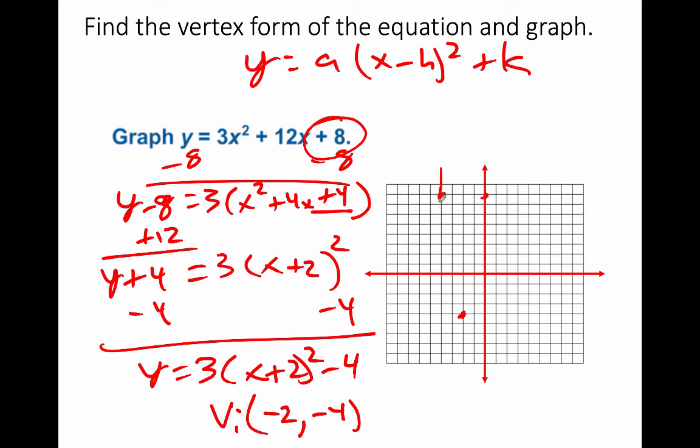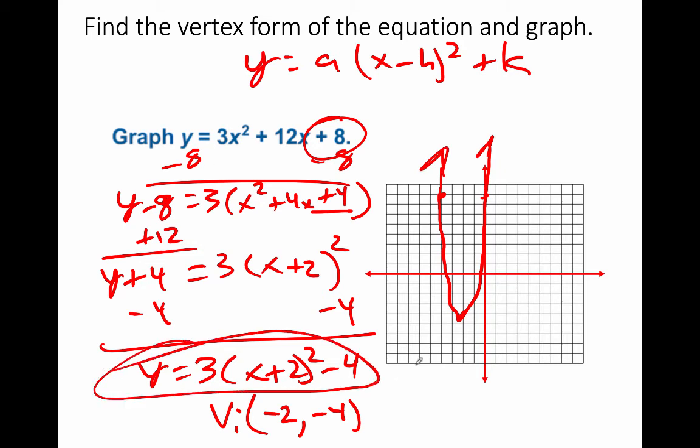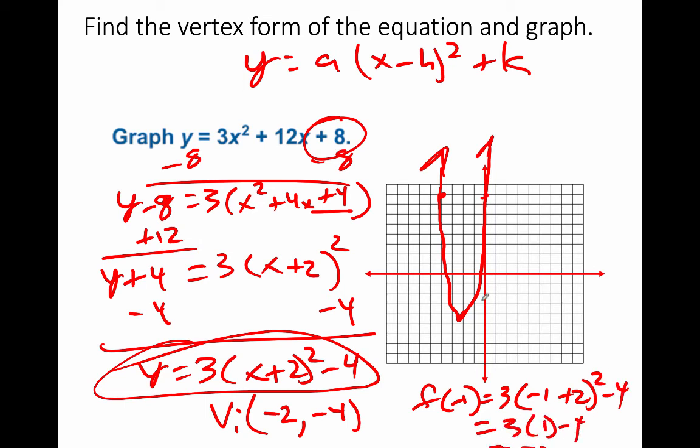I probably should get another point, but I'm not. If I want to get another point, I can plug it right in here. I could plug -1 in there, f of -1. 3 times -1 plus 2 squared minus 4. 3 times 1 squared minus 4, -1. -1, -1 right here. Symmetry right here. I didn't do too bad.